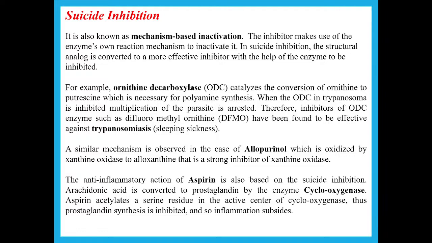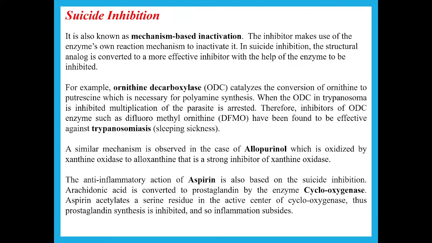So how does the ornithine decarboxylase enzyme react, what is its role and what are the inhibitors? Inhibitors of the ODC enzyme such as DFMO, or difluoromethylornithine, have been effective against sleeping sickness, or trypanosomiasis. This is one drug that is being used and it is one example of suicide inhibition. A similar mechanism is observed in the case of allopurinol, which is oxidized by xanthine oxidase to alloxanthine, a strong inhibitor of xanthine oxidase.